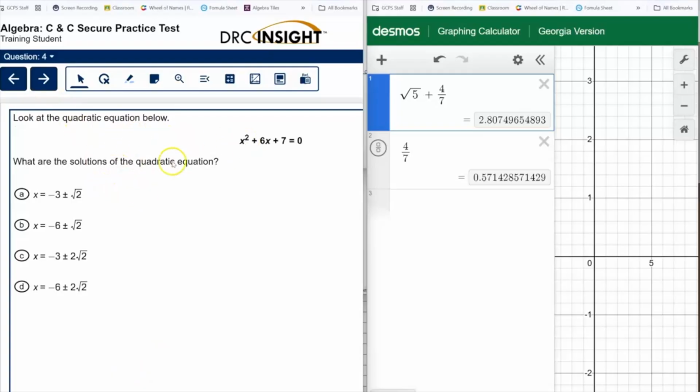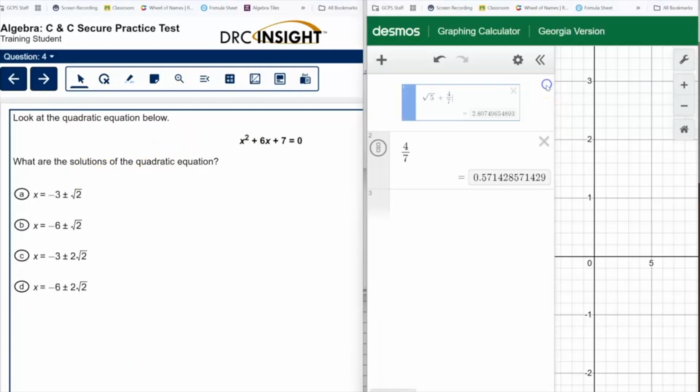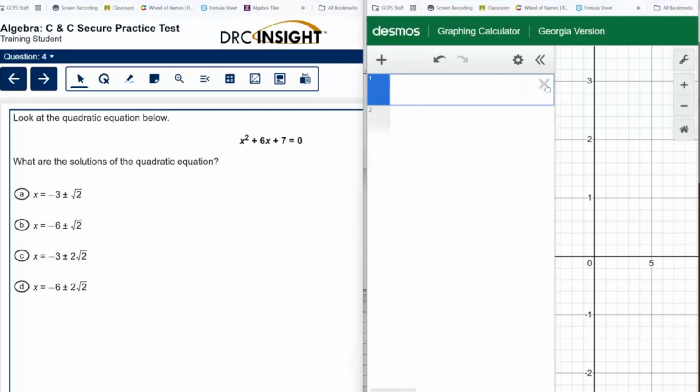Question number 4, look at the quadratic below. What are the solutions? All right, there are 4 words for solutions. Again, see if you can say them before I do. It is solutions, roots, x-intercepts, and what am I missing? Solution, roots, x-intercepts. I'm missing one because I can't think of it right now. Zeros.